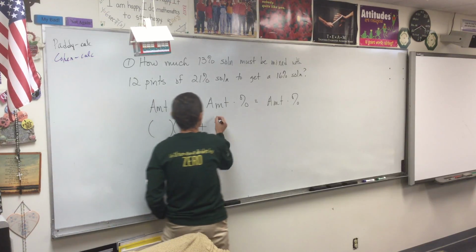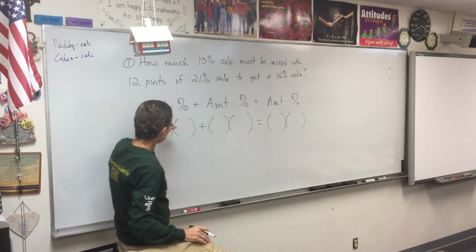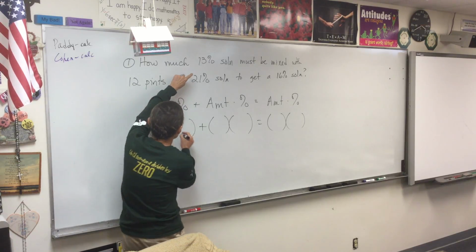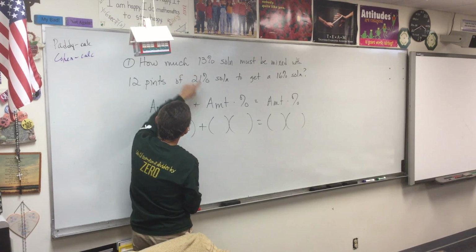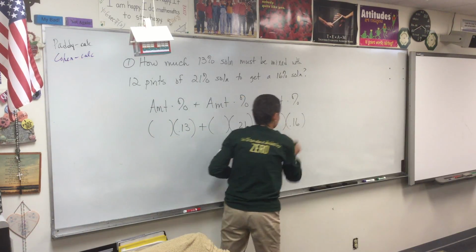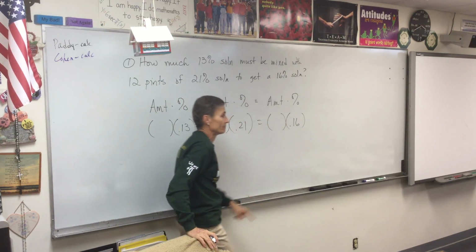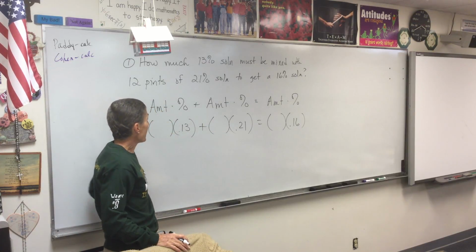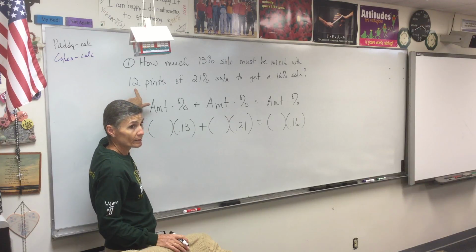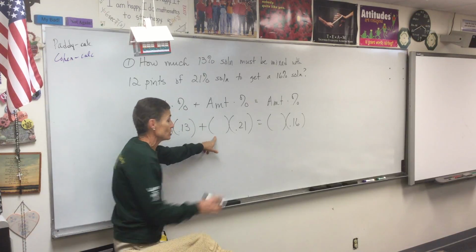All right, so here we go. We got 6 numbers that we're putting into our equation. If you have taken the time to write this, then you know exactly what you're going to do. You're going to put 0.13 here, 0.21 here, and 0.16 here. You're adding these 2 to get the third one. Now, somewhere you got to put the 12. Where is the 12 going to go? Read the problem. The 12 goes with the 21.